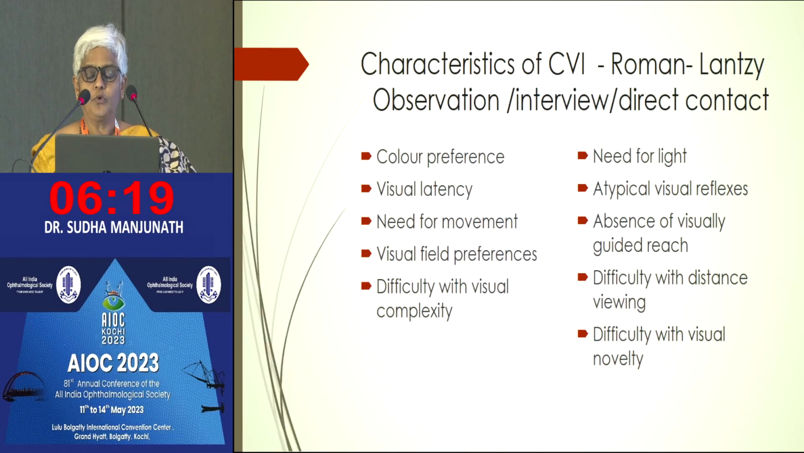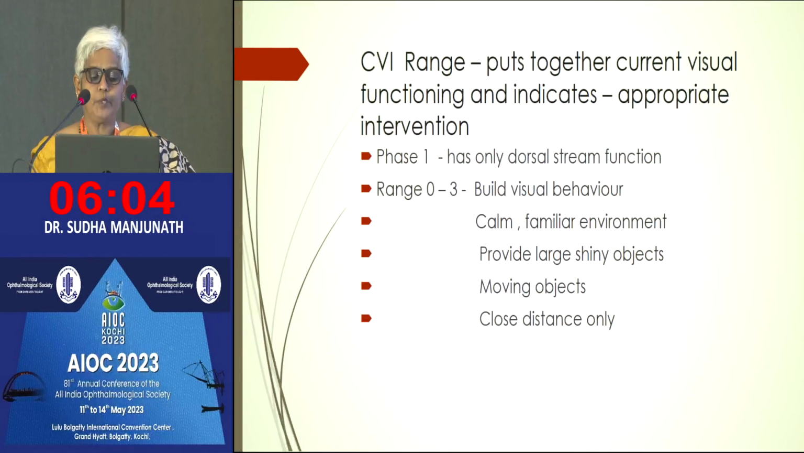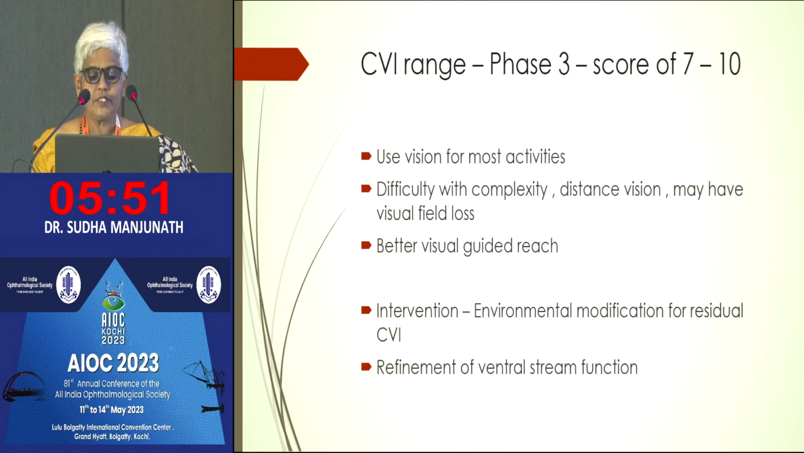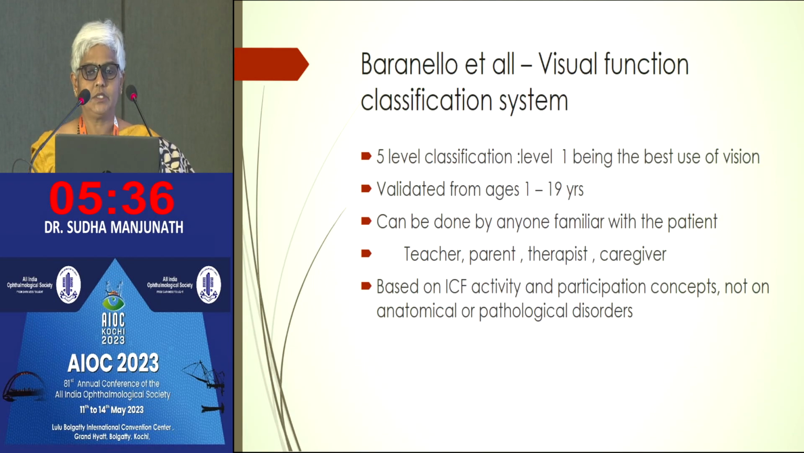So, ICF categorization is a much more valuable tool in order to help these children gain the right type of therapy. Even before the ICF criteria came into place, Dr. Christine Roman Lancy had defined the 10 characteristics of CVI, which she used to document by observation, direct examination, and by speaking to parents. So she defined three phases of CVI. Phase 1, only dorsal stream function. Phase 2, there is also a beginning of ventral stream function. And in phase 3, ventral stream function is also getting refined. So with each one of these, there were specified therapeutic modalities, interventions that could be used, and this is an extremely handy way of looking at CVI, especially for low functioning CVI.